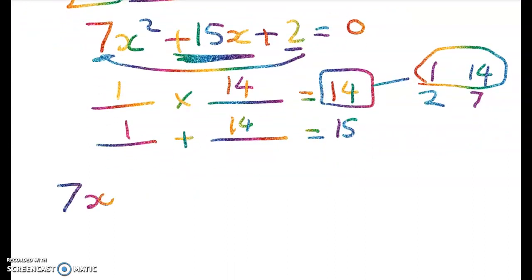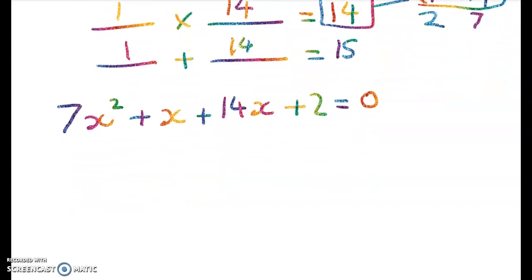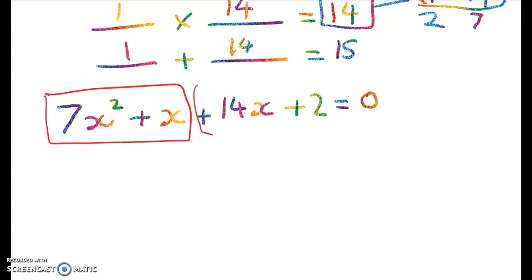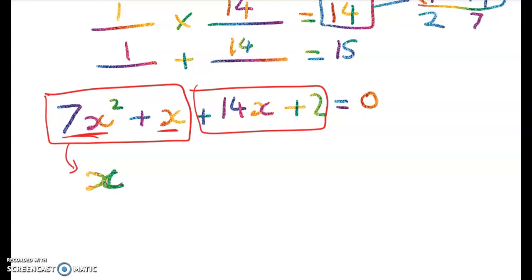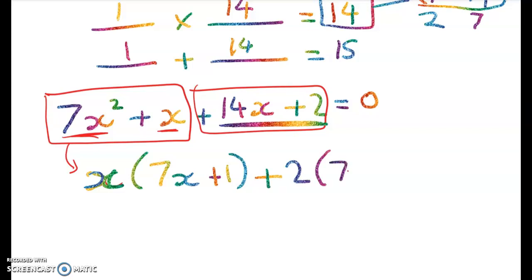I'm going to split this 15x up into those two bits. So now we have 7x squared plus x plus 14x plus 2 is equal to 0, or I could do it the other way around. And I'm going to put a little box around that pair and then around that pair. Let's factorize this first. Well, I have no common factor in the numbers, so it's going to be simply x here, x times 7x plus 1. And then over here, the common factor is 2. And it's 2 times 7x plus 1 is equal to 0.